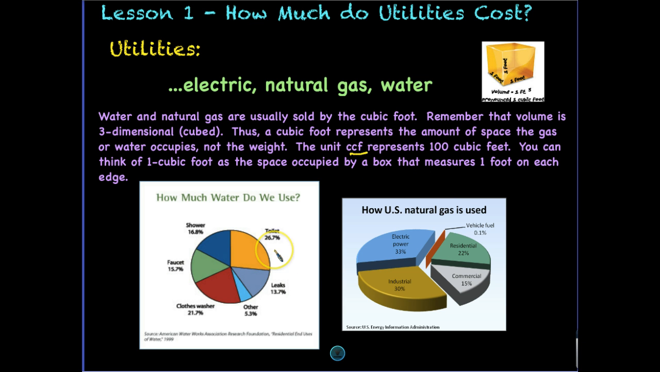I thought it was interesting down here that if you look at how much water we use, toilets use the most, followed by your washer. And I guess that's why many people are now buying high efficiency washers or low volume toilets in order to conserve, since those seem to be the biggest things in your house that use water. And then over here we have US natural gas. How is it used? Only 22% of it is used actually on residential. Thought that was interesting.